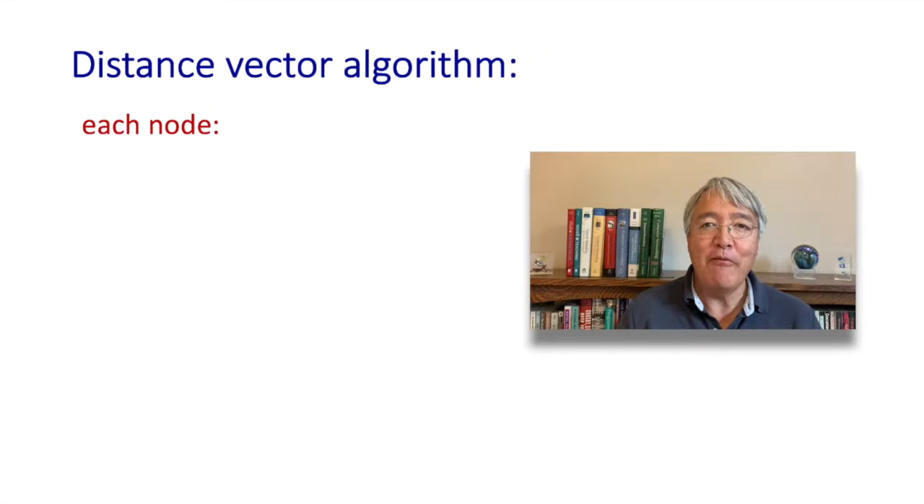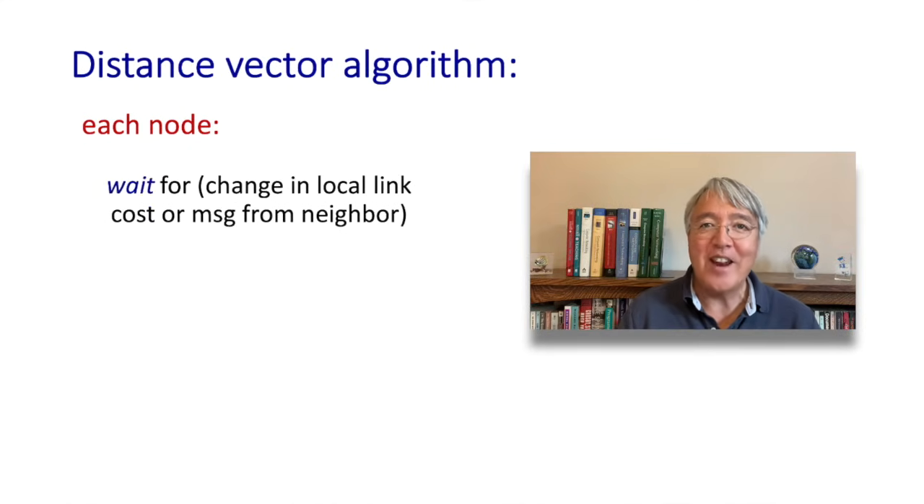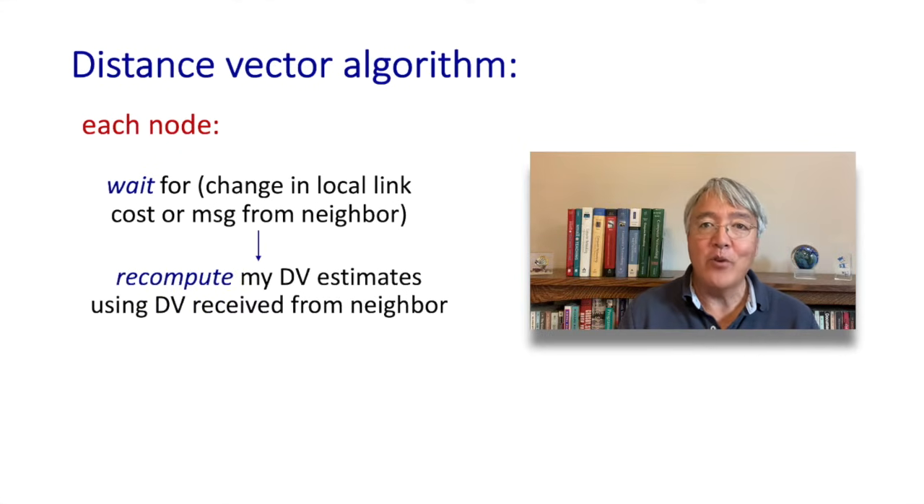The distributed Bellman-Ford algorithm has 3 steps, and all nodes of the network are going to perform the same 3 steps. So if I'm a node, the first step is I'm going to wait. I'm going to wait until either I receive a distance vector from one of my directly attached neighbors, or I see a local link cost change. Second, after I receive one of these events, I'm going to run the Bellman-Ford calculation for all destinations in the network using the most recently received distance vectors from my neighbors.